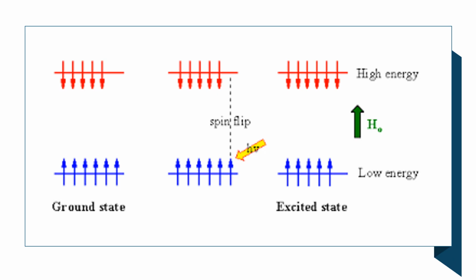The image illustrates the spin flip process, where a nucleus absorbs energy from a magnetic field, H0, and transitions from the ground state to the excited state.